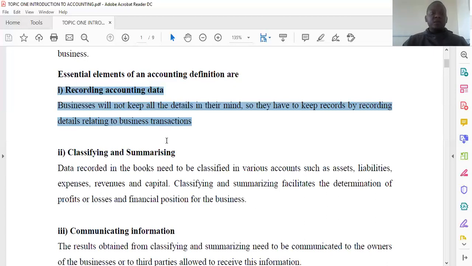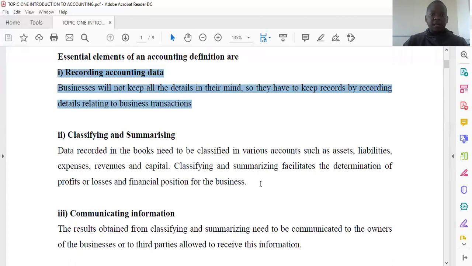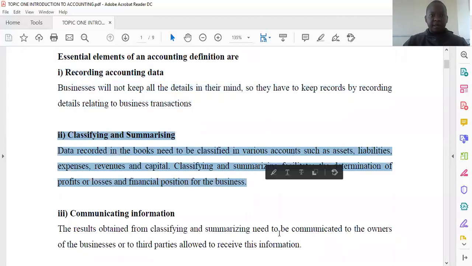The second element of a proper accounting definition is classifying and summarizing. Data recorded in the books need to be classified in various accounts. Such accounts include assets accounts, liabilities accounts, expenses accounts, revenues accounts, and capital accounts. So that involves classifying.